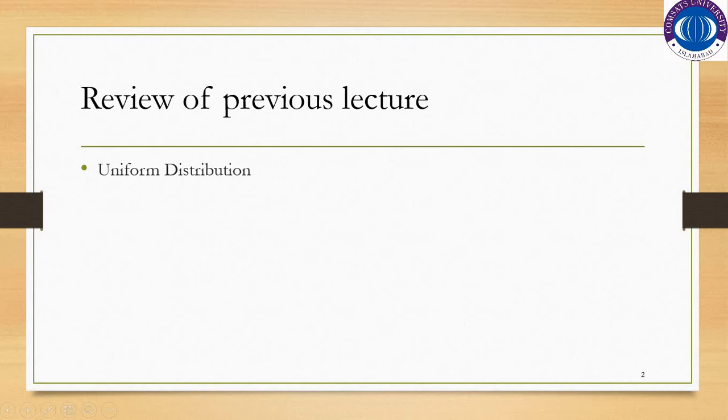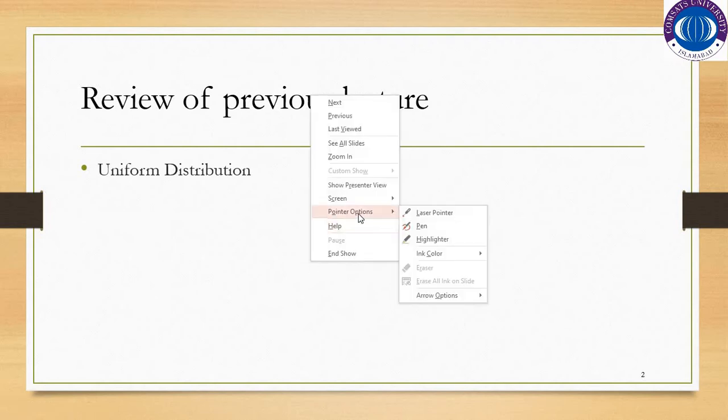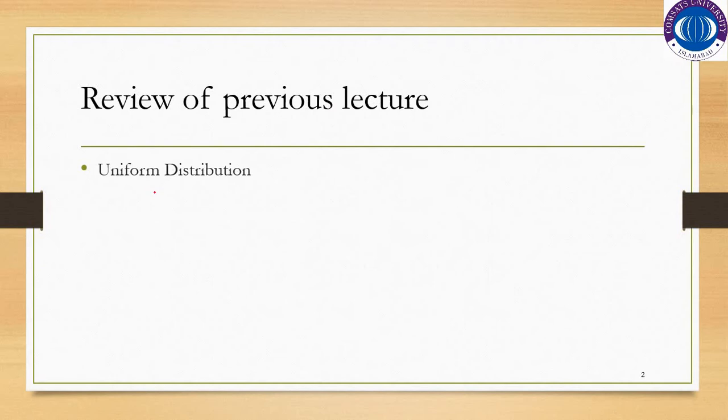In the previous lecture, we studied uniform distribution. Uniform distribution can be split into discrete and continuous. If your random variable is discrete, then the distribution will be discrete uniform distribution, and if the random variable is continuous, the distribution will be continuous uniform distribution.